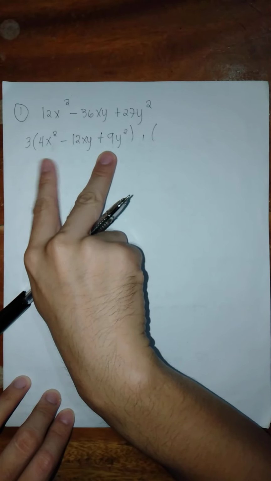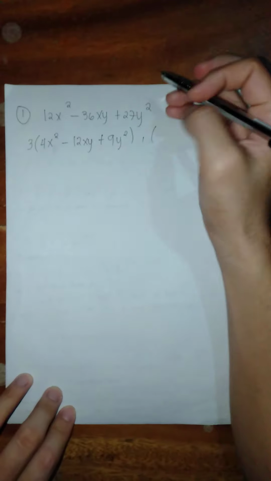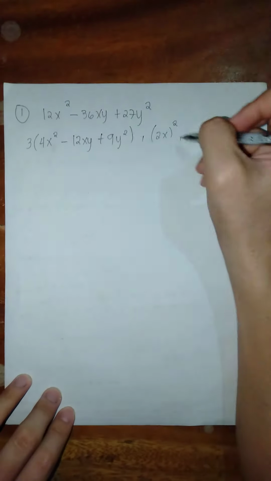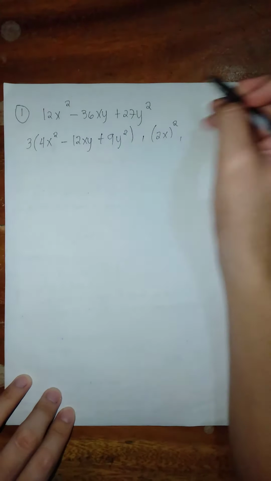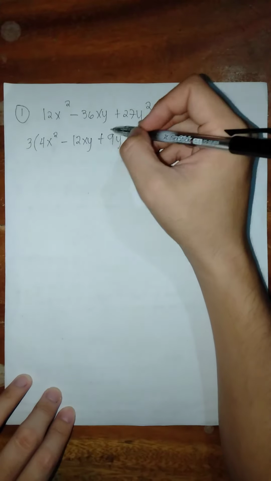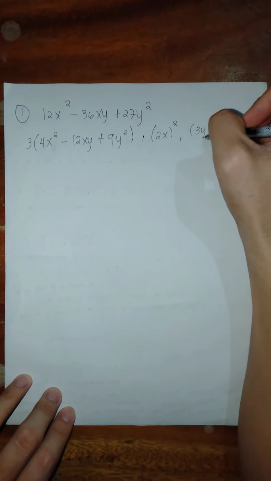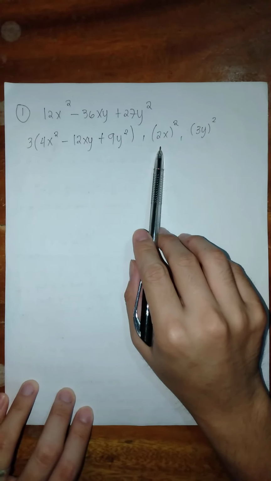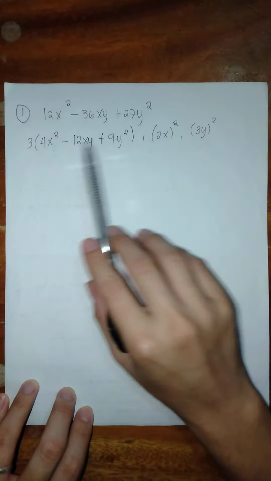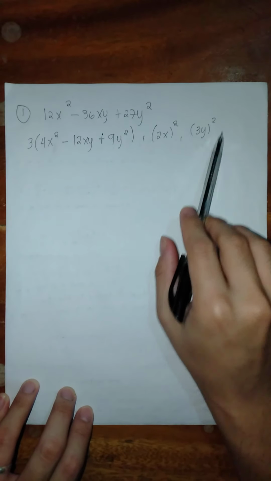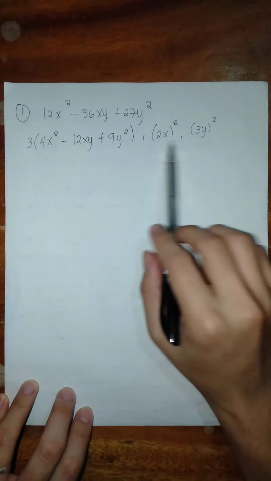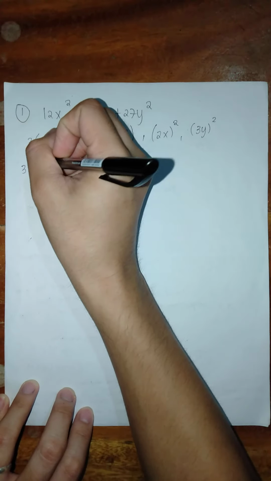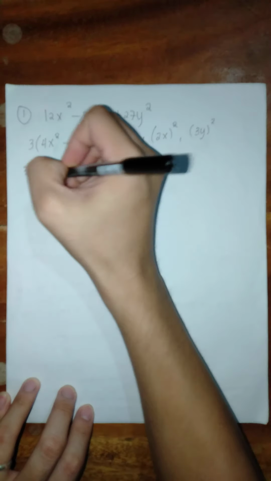So, of course, we take the square root of this one, which is 2x. Then ito naman, yung 9, if you get the square root of this one, that's 3y. Pwede mo siyang i-factor, 4x squared and 9y squared. Ito yung simplification natin. So, by application ng dalawa, 2x, 3y.